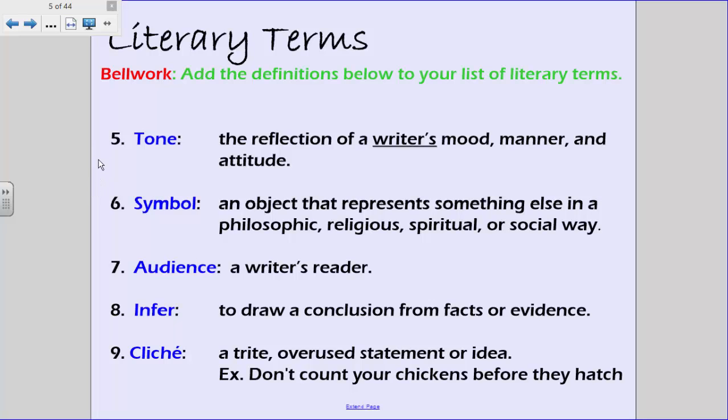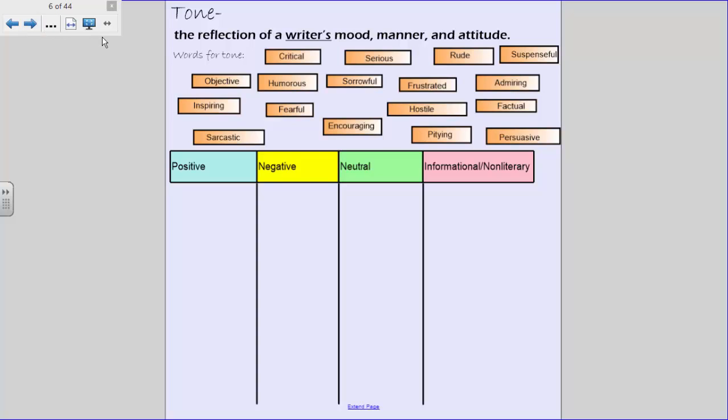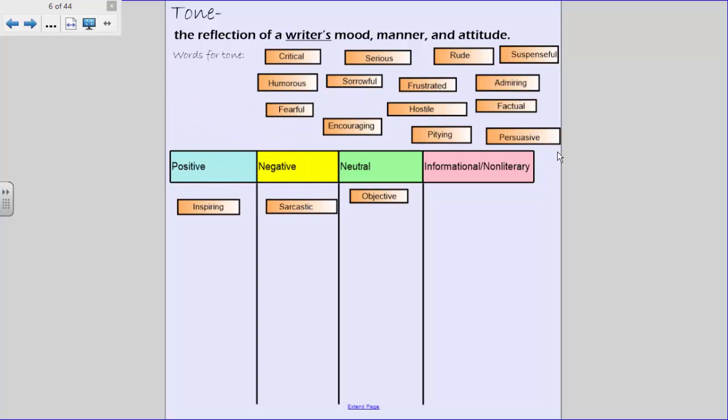Here we have 5 more literary terms to be written down. Alright, and now I'd ask 2 or 3 students to come up and use the Smartboard to organize these words into their proper columns. So they choose a word, and then they click and drag it into whatever column they think it belongs in: positive, negative, neutral, or informal/non-literary. If some of the students want to draw out these columns and write these down in their proper columns, I would give them a couple minutes to do that.